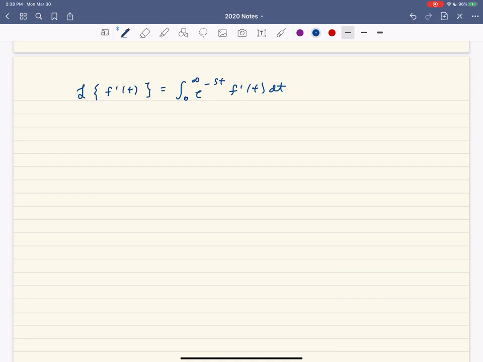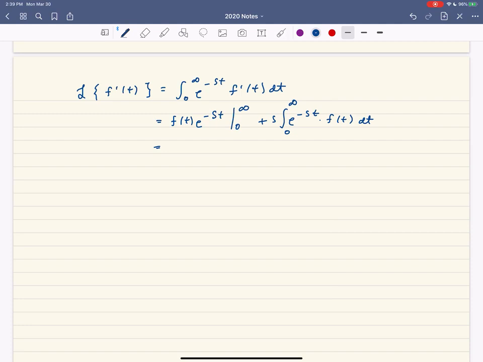Clearly the function that we're going to want to integrate will be f prime. And that means that we're going to want to differentiate the other function. And so this is going to be f of t, e to the negative st, evaluated from t equals 0 to infinity. And what we're going to do then is subtract the integral. We've integrated f prime, so that means that we have f. And then we differentiate e to the negative st with respect to t. So that's going to be minus s e to the negative st times f of t dt from 0 to infinity.